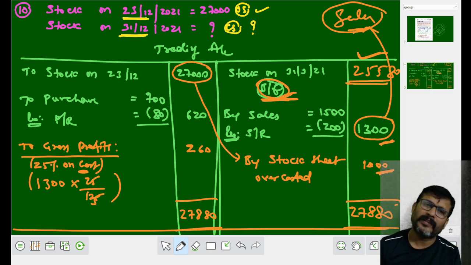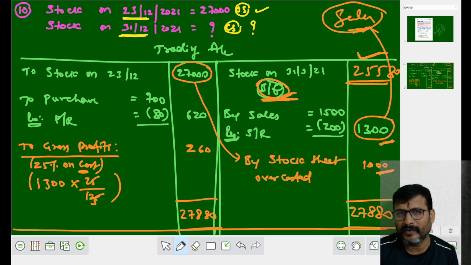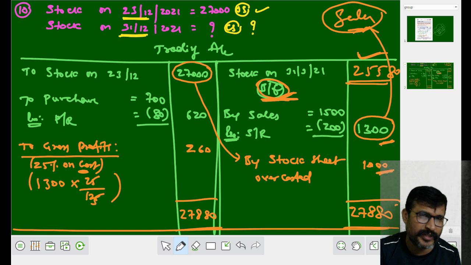This is what the stocks are valued in between near the ending of the financial year or after closing the financial year.